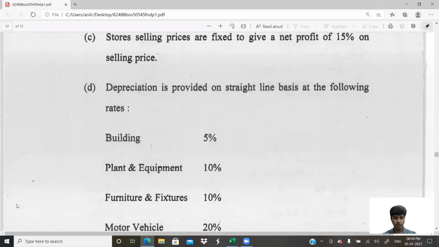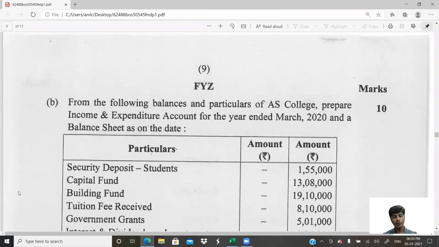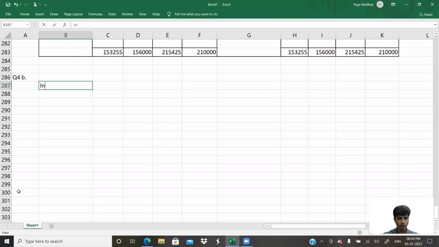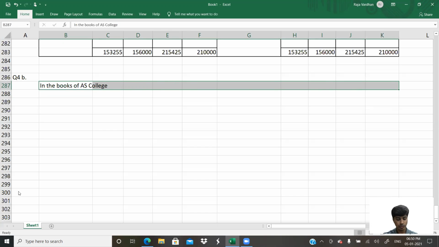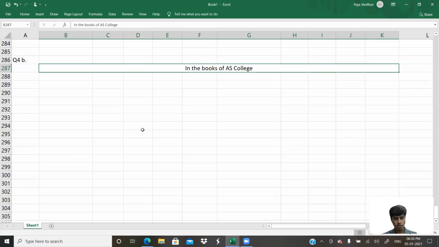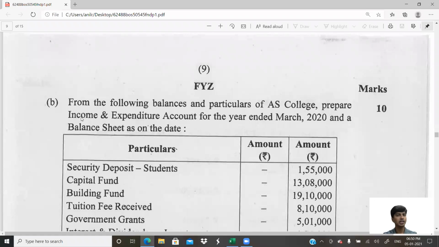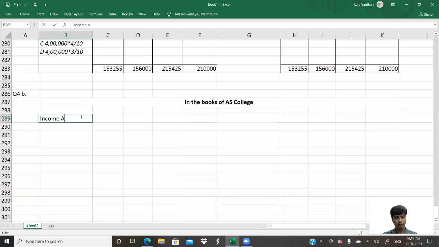It is a not for profit organization question. We're doing it for AS College. In the books of AS College. Something went wrong then. Just close the file, which I didn't intend to do. So what are they asking? They're first asking for income and expenditure, then followed by balance sheet. Okay, income and expenditure account.